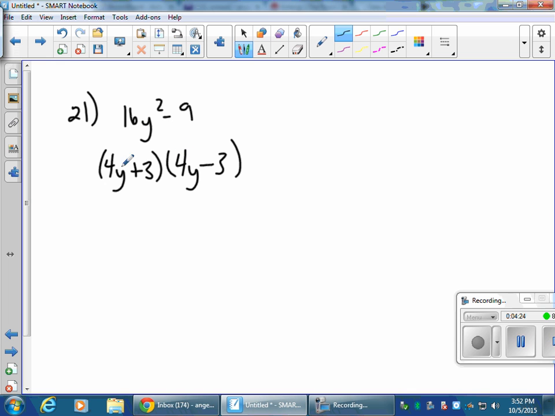4y times 4y is 16y squared. My outers would be minus 12y. My inners would be plus 12y, which cancels. And then 3 times negative 3 is negative 9. Next is 24. 4/25 y squared minus 64.